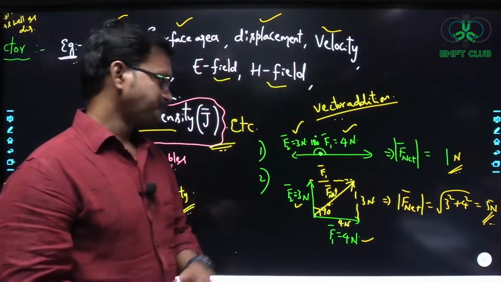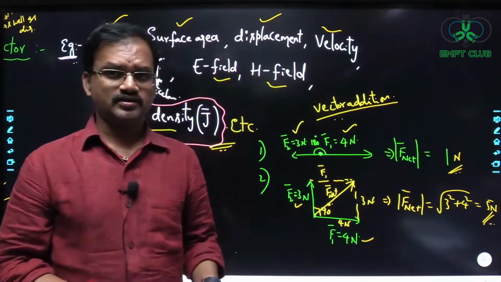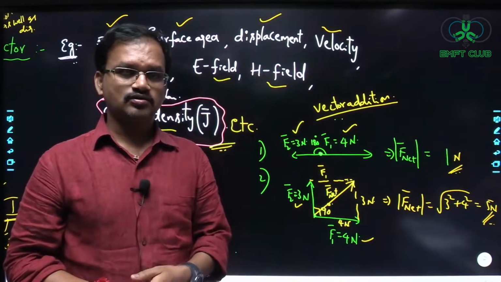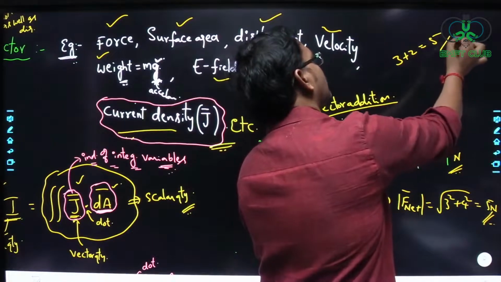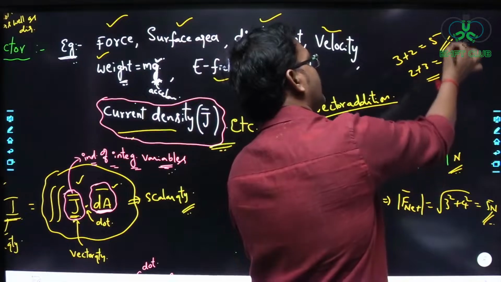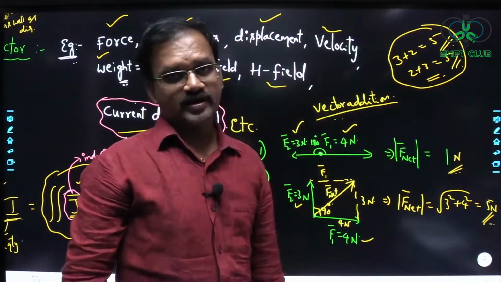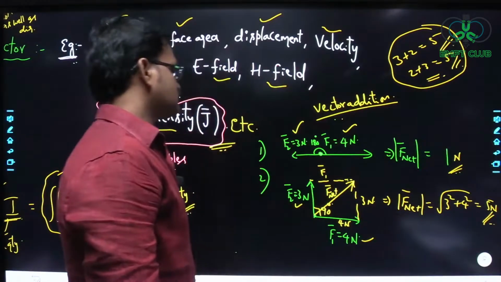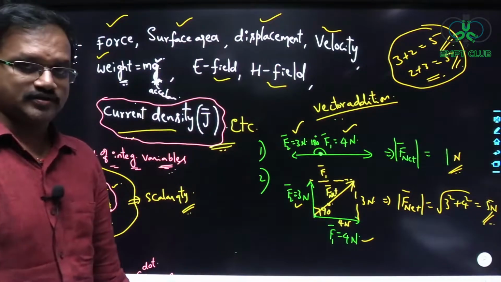Okay. Whereas in case of scalar addition here, we are just going to add the magnitudes. Yes or no? If I say simply 3 plus 2 is equivalent to what? Is equivalent to 5. If you write 2 plus 3 also, it is also equivalent to what? 5. It doesn't matter how you are adding. So it is simply scalar addition. It depends only upon the magnitudes, right? So that is the difference between the scalar addition and vector addition, right?